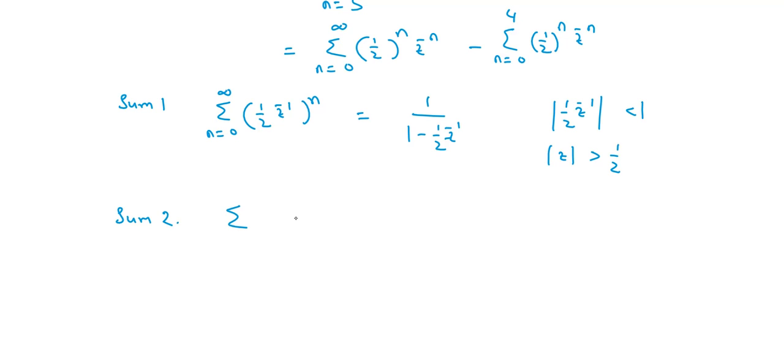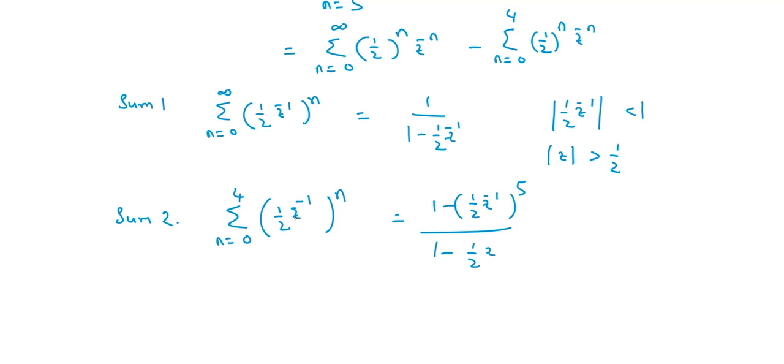Sum 2 is summation n equal to 0 to 4 of (1/2 z inverse) whole power n. So this is a finite sum. Its value is given by 1 minus (half of z inverse) whole power the number of terms here, that means 5, divided by 1 minus 1 by 2 z inverse.